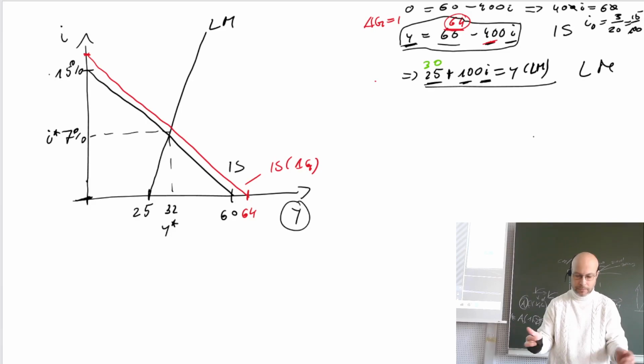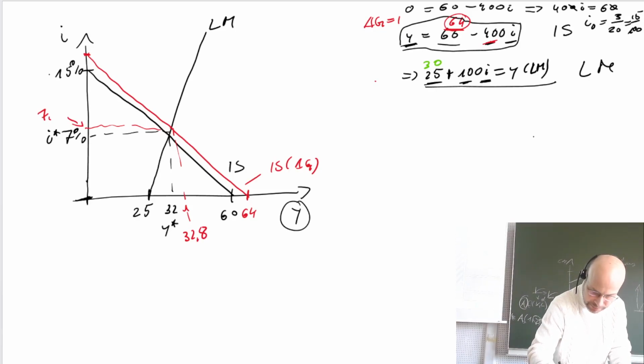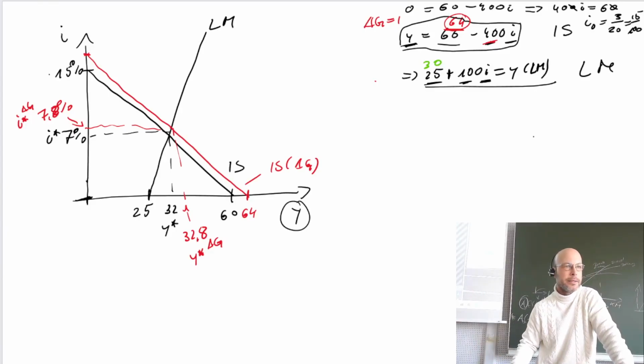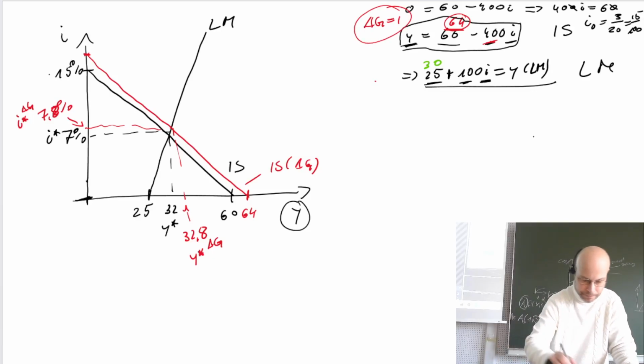So, and then, of course, we have the new equilibrium. And this was then 32.8, and here we had 7.8%. And let's name this then i star delta G, and here Y star delta G. Okay? That we know that the red one is due to the fiscal policy, the increase of government expenditure by 1.